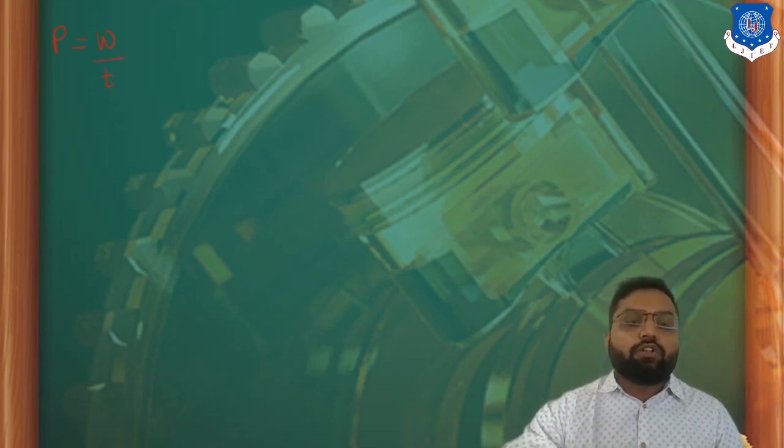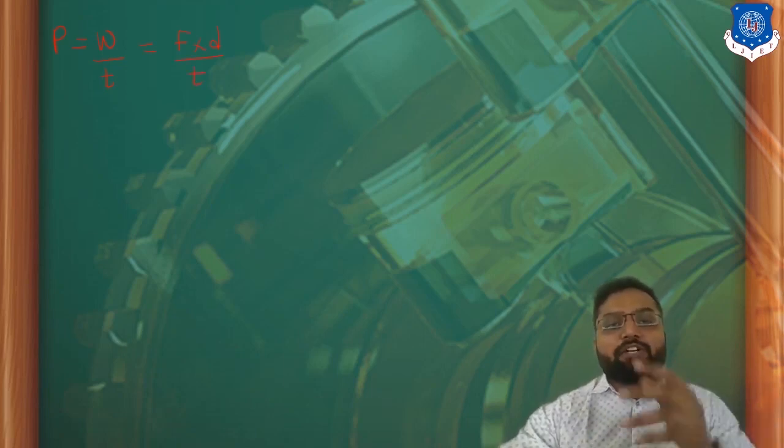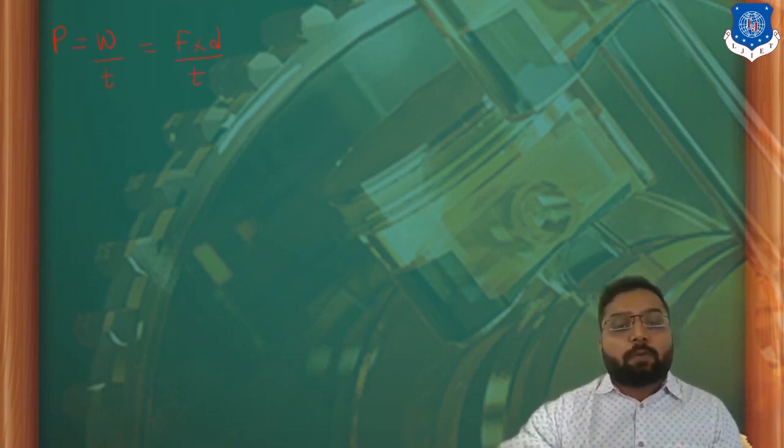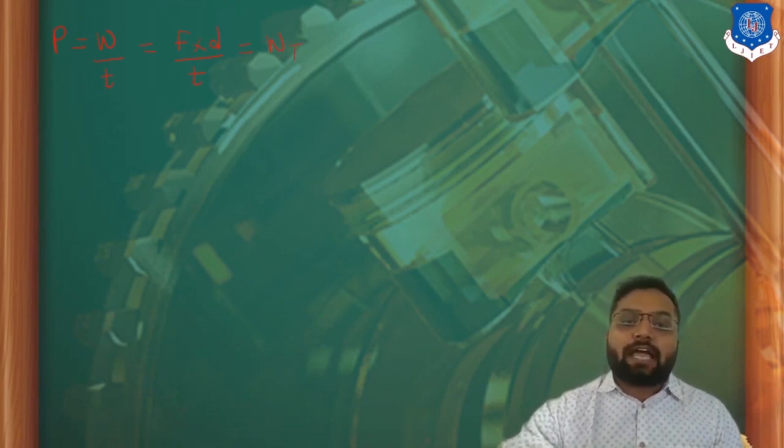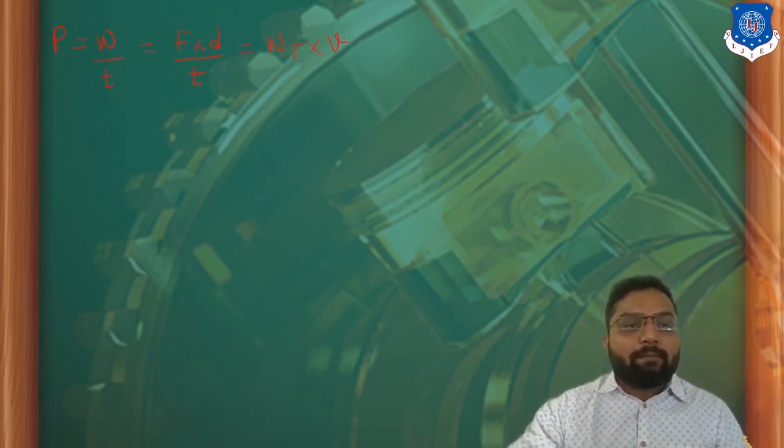Clear? You all know that power is nothing but work done divided by given time. Work done is nothing but force into displacement for a given time. So our power is nothing but force into displacement divided by given time. For this particular case, force is our thrust force, which is Wt, and displacement upon time is our velocity. Here in this case it is linear velocity, or you can say peripheral velocity. So ultimately power is going to be defined by Wt into velocity.